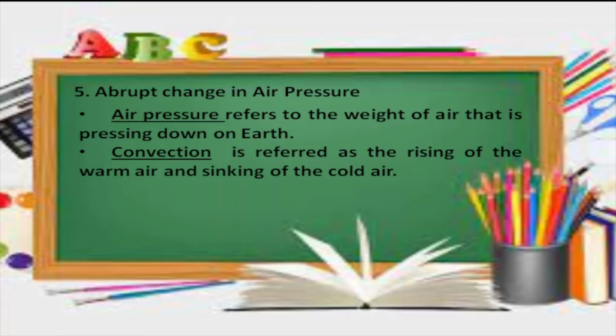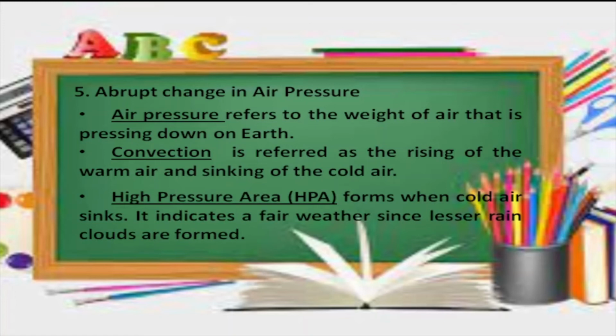Convection, or the rising of warm air and sinking of cold air, explains how a high-pressure area and a low-pressure area are formed. When cold air sinks, it results in a high-pressure area. Since most of the air is pressing down, the air on the surface becomes dry. Formation of a high-pressure area indicates fair weather, since fewer clouds are found in the sky.